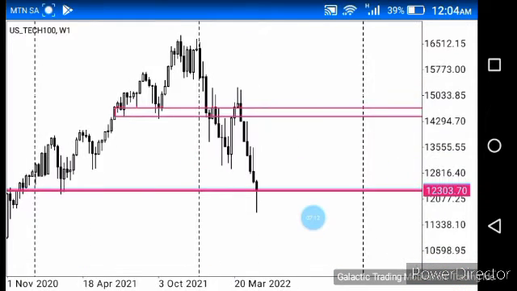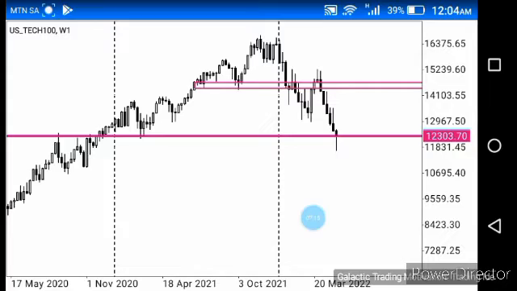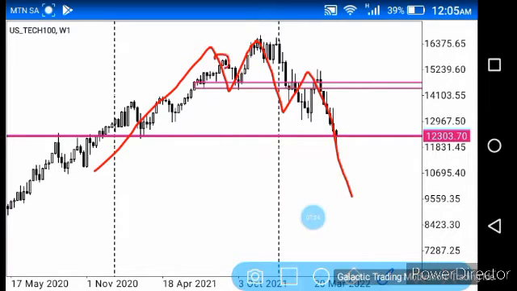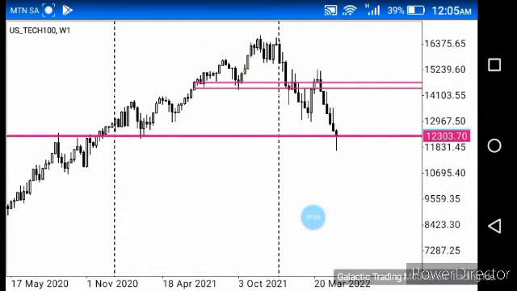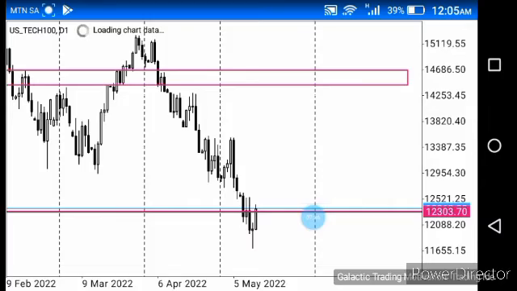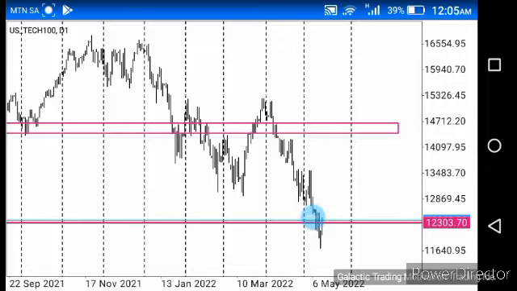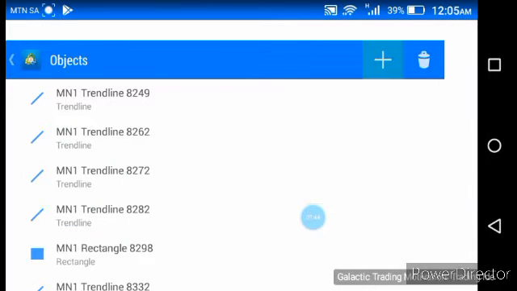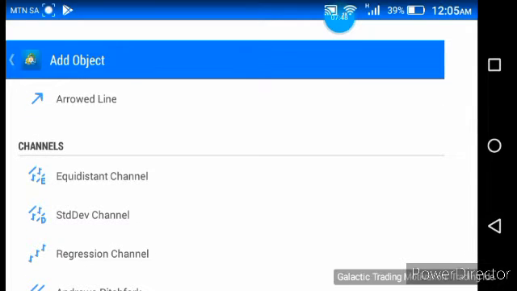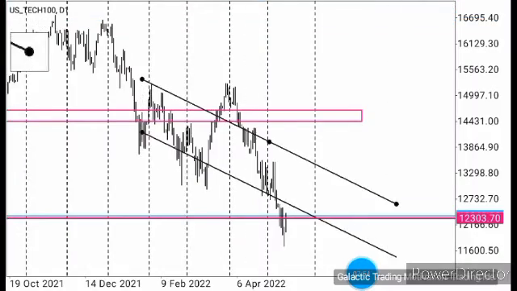So let's continue. What else do we see on this particular chart? We also seem to have what seems to be a head and shoulders pattern, with the left shoulder being here, the head being there, and the right shoulder being here. So let's continue. From here, I'm going to head over to the daily chart. On the daily chart, I'm going to add my channels. Just bear with me. Here we go.